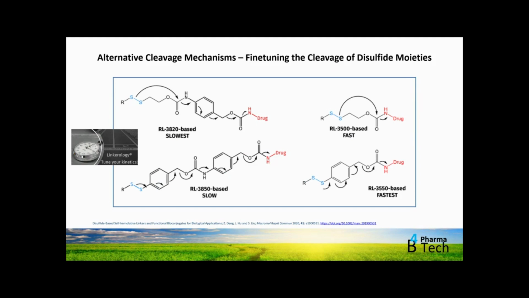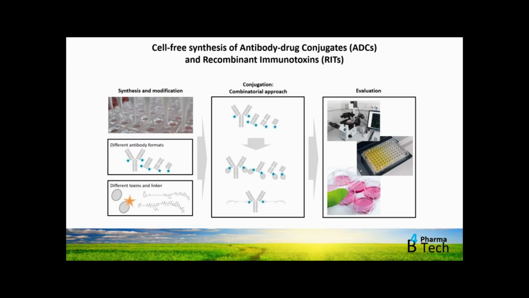As you can see here, Iris also offers these different types of linkers, which show a different time frame of release of the drug. This is the slowest version, faster, and even here the fastest version of drug release. So this can then be applied in a very controlled manner when combining cell-free protein synthesis with linkerology. So this depicts the entire pipeline of antibody drug production when using cell-free systems.